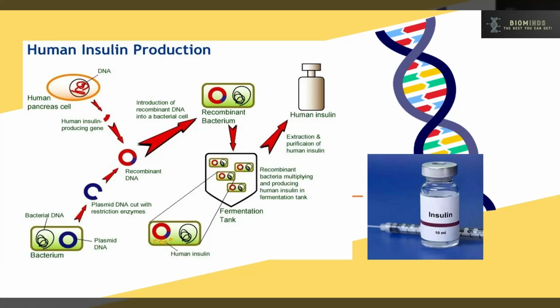So every year, millions of diabetic patients survive because of a single biological hack. We took the human gene for insulin, cut it out, pasted it inside a microscopic bacterium, and forced that bacteria to mass produce a human protein. This isn't science fiction, it is recombinant DNA.